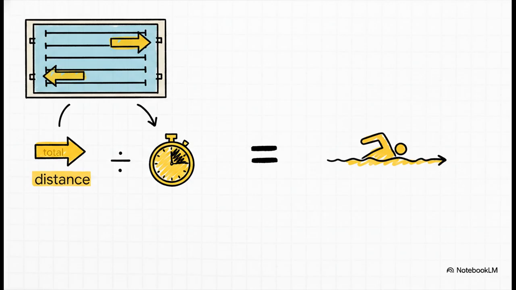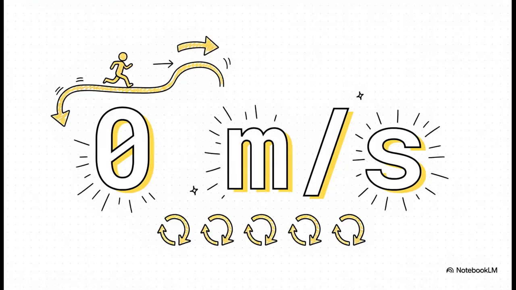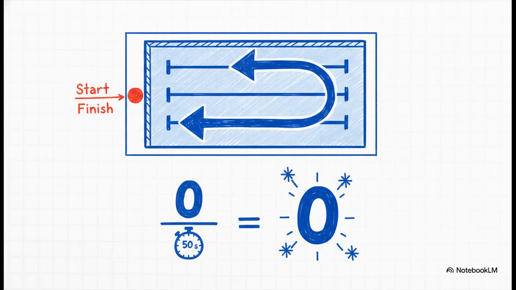Totally makes sense. Okay, but what about his average velocity? Now remember, velocity is the tricky one. It's based on displacement, not distance. So, what do you think? Any guesses? Yup, it's 0. A big, fat 0. Now that might feel weird, right? How can his average velocity be 0? We know he was moving the whole time. It all comes back to displacement. He started at one end of the pool, and he finished at the exact same spot. His starting point and his ending point are the same. That means his net change in position, his displacement, is 0. And 0 meters divided by 50 seconds is still 0 meters per second.